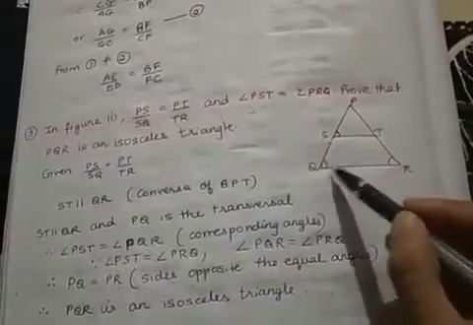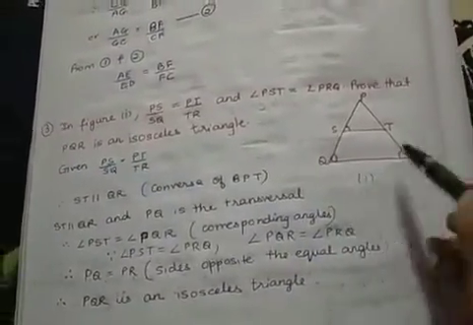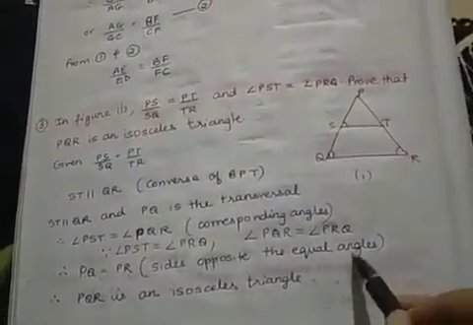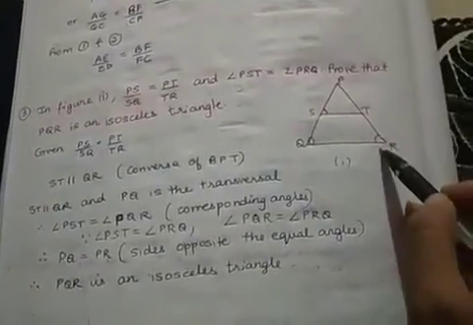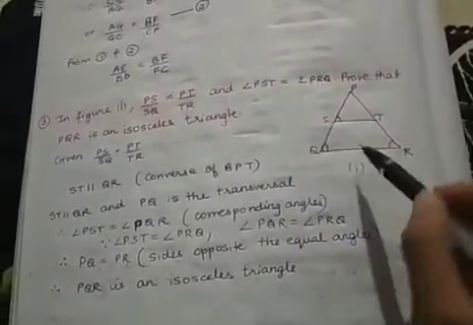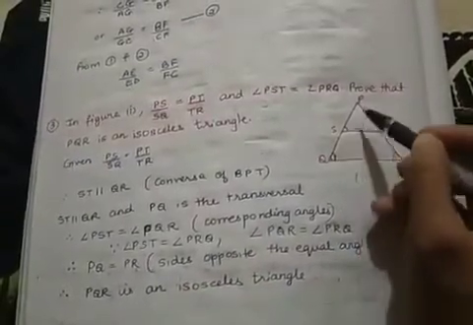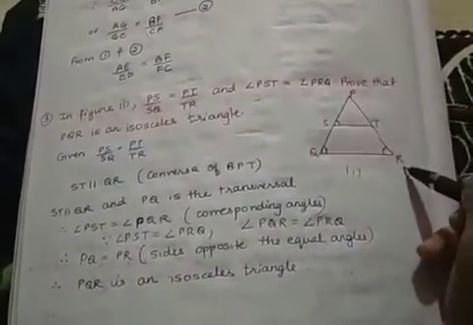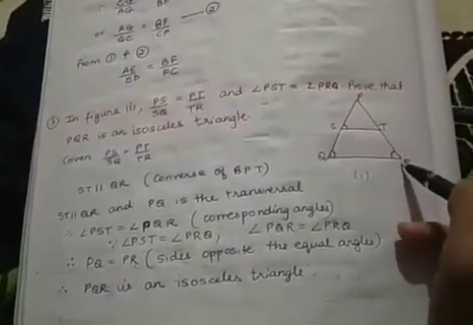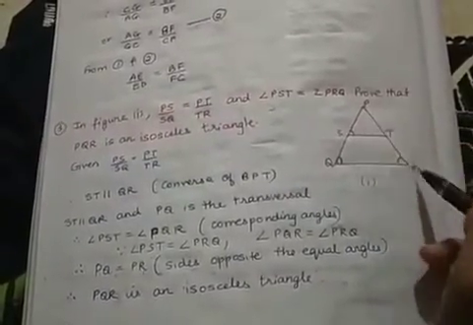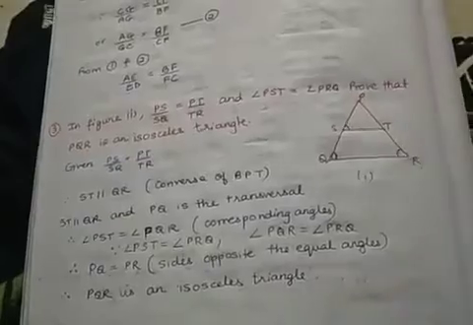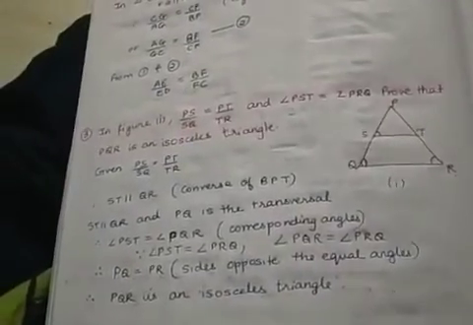So these are equal angles, and the sides which are opposite to equal angles are also equal. So which are the sides opposite to equal angles? PQ and PR. So PQ should be equal to PR. So since two sides are equal, we can say PQR is an isosceles triangle.